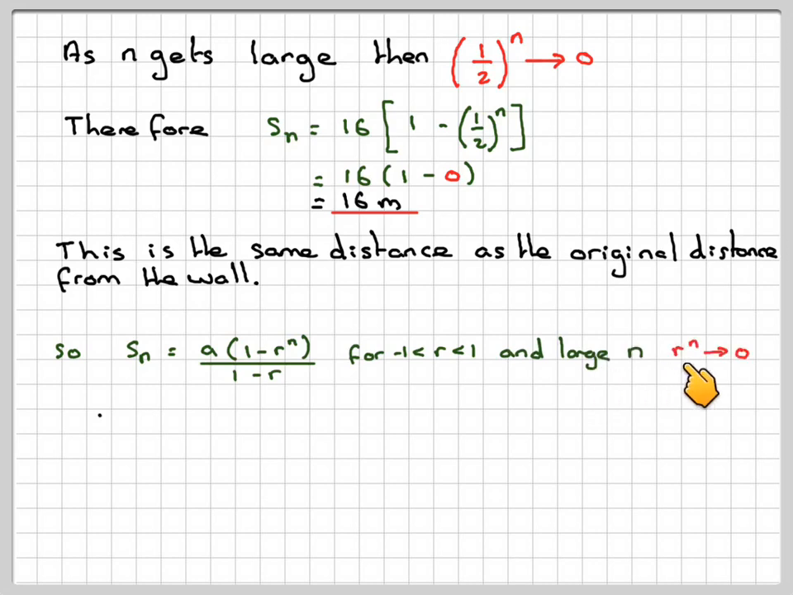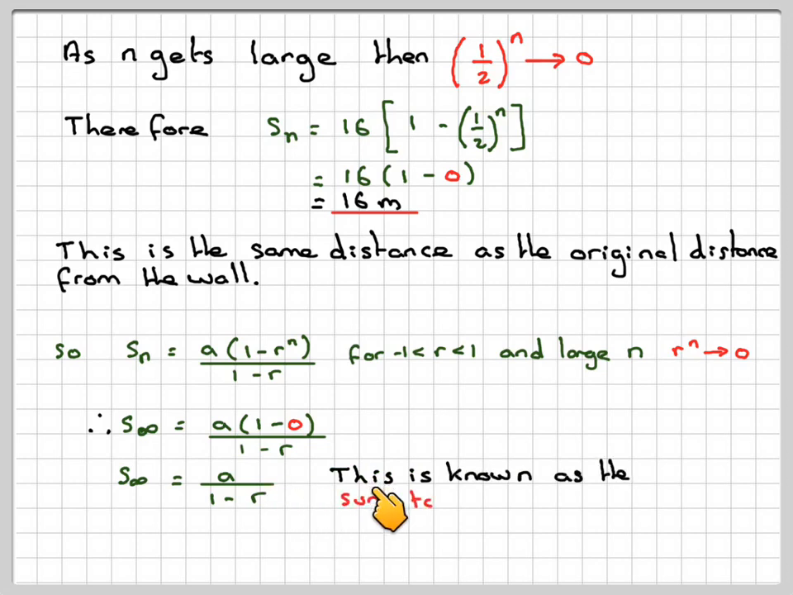And as for large n, r to the n will approach 0. So that means that this bit here will become 0. So our sum, and we now call it the sum to infinity, will become a times 1 minus 0 over 1 minus r. 1 times a gives that the sum to infinity becomes the first term divided by 1 minus r. This is known as the sum to infinity, because what you've done is found the sum of an infinite number of terms.